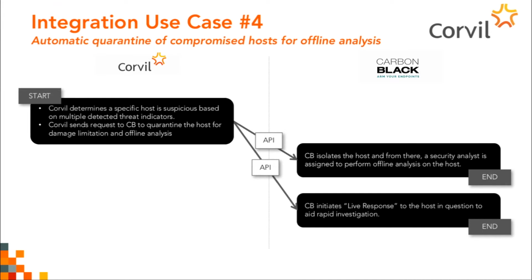As the number of connected devices continues to grow and business transactions become increasingly algorithmic, active response is no longer a luxury. It is necessary in the modern era to have an effective strategy for how you can implement response, both in an interactive way and an automatic way. Integration use case 4 is about leveraging the API integration between Corvil and Carbon Black to actively respond, taking advantage of Carbon Black's ability to isolate hosts on demand. Let's now take a look at this live.